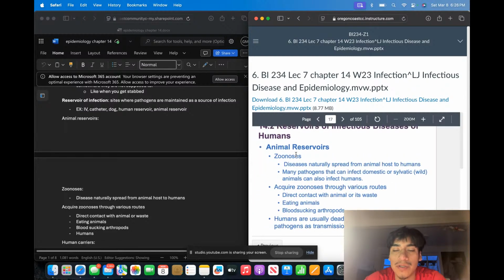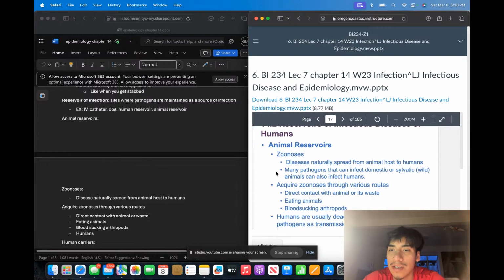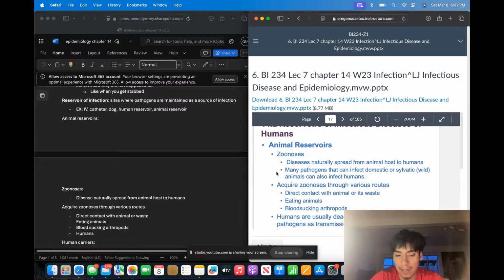Zoonoses. This one's easy to remember because zoo, animal. These are diseases naturally spread from animal hosts to humans. Many pathogens that infect domestic or wild animals can also infect humans. Let's look it up just so I'm sure: a zoonosis is an infectious disease that can spread from animals to humans. So that's it.